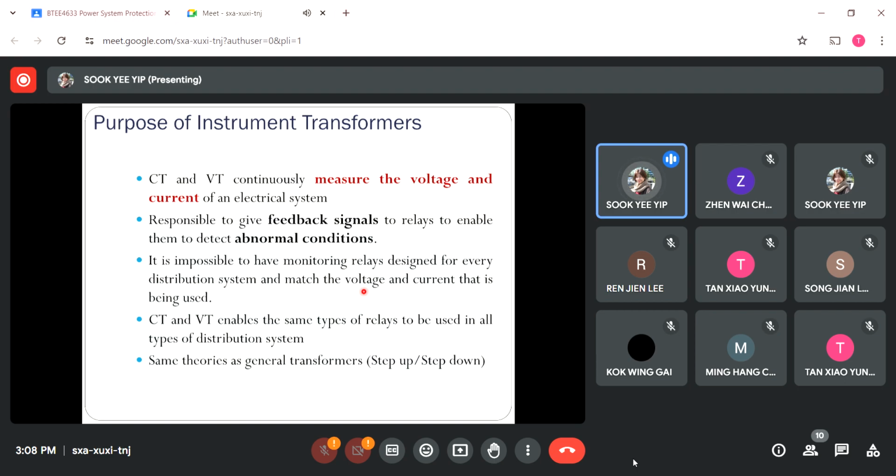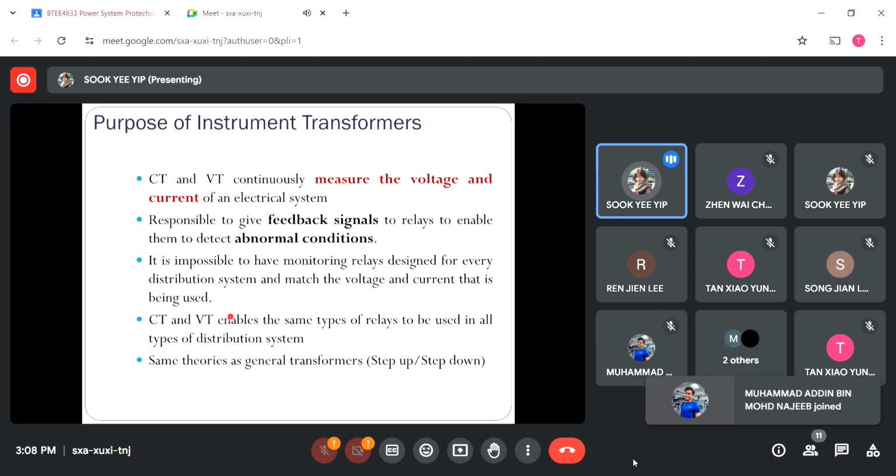All right, so how we can solve this problem is by using current transformers and voltage transformers, which are the instrument transformers. In such a case, it allows us to use the same types of relays for all types of distribution systems. The current transformers and voltage transformers carry the same working principles as the power transformer, the one that we use to step up or step down the voltage value, remember, in order to achieve efficiency in long distance power transmission.